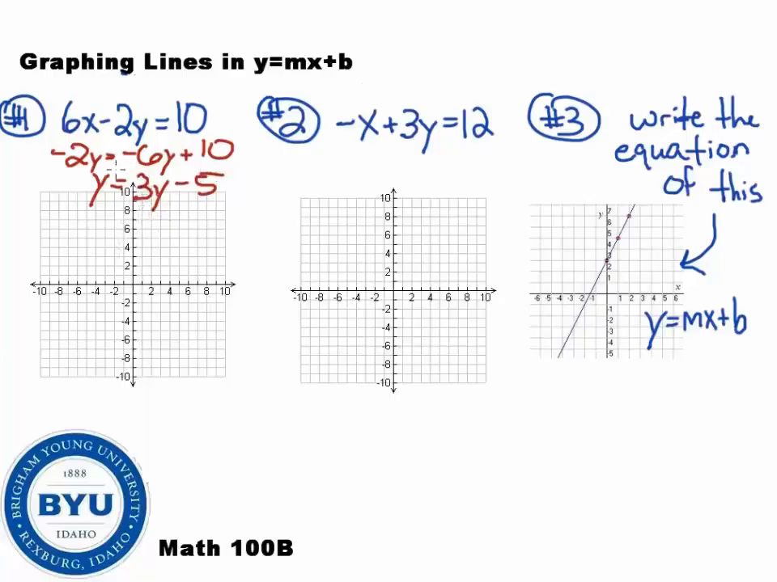When you do that, I'm going to graph the y-intercept at negative 5. The slope is 3, so I go up 3, 1, 2, 3, and over 1. And this is the equation of that line.